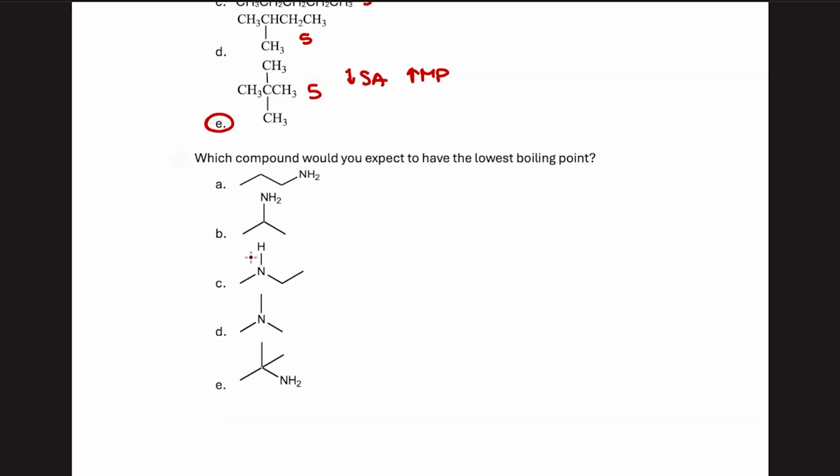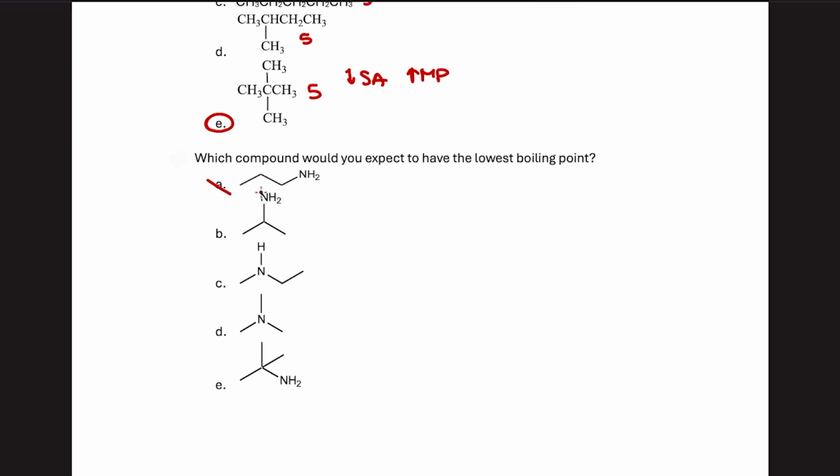The next problem is asking us which compound would you expect to have the lowest boiling point? The first thing I like to compare is intermolecular forces. Intermolecular forces are hydrogen bonds, dipole-dipole interactions, and London dispersion forces. Remember that hydrogen bonds are a force of attraction where hydrogen is bonded to either oxygen, nitrogen, or fluorine. If you looked at all these questions, you would see that A has that hydrogen bonded to nitrogen, so it does have H bonds.